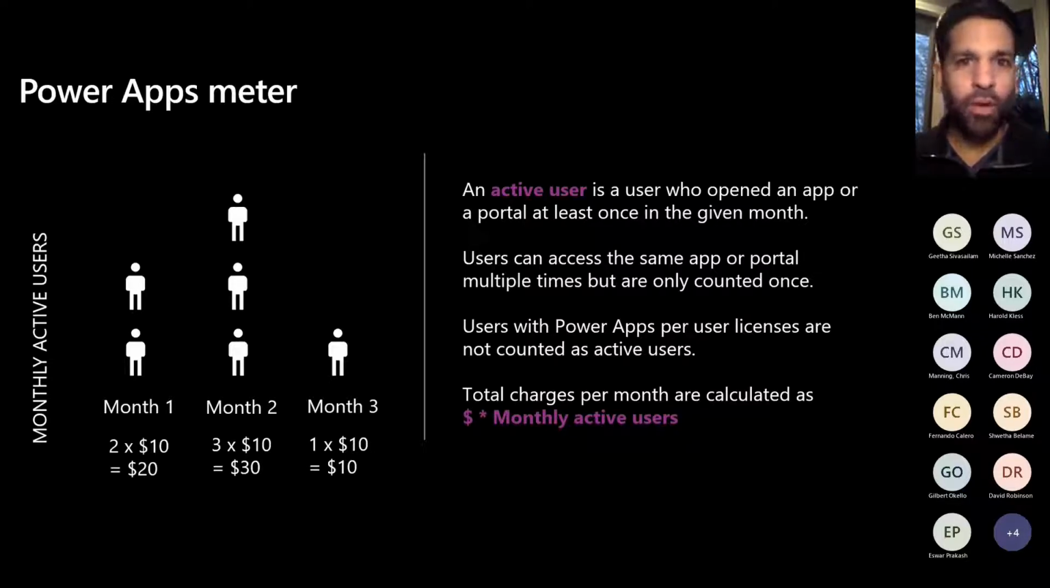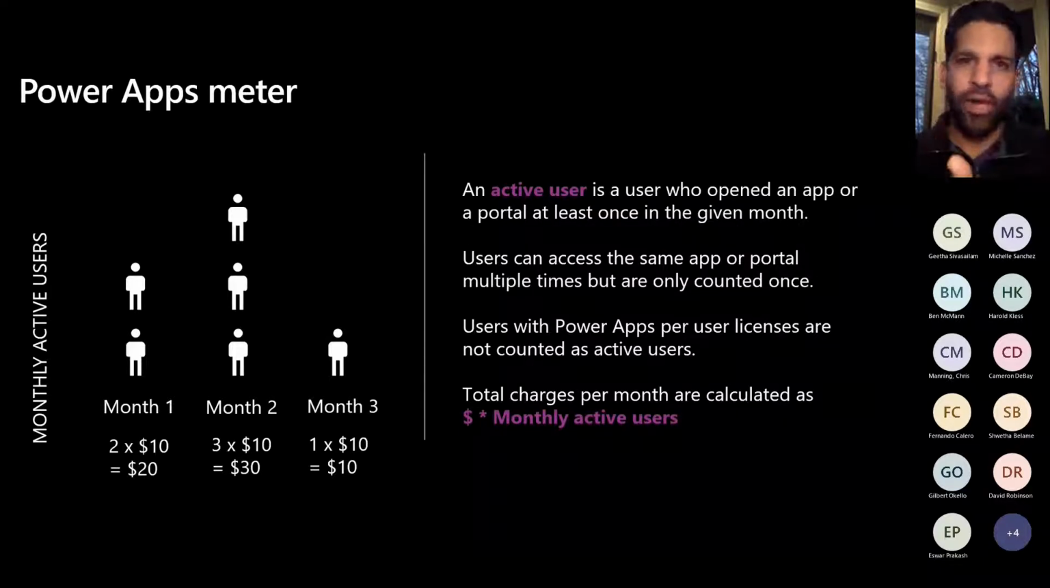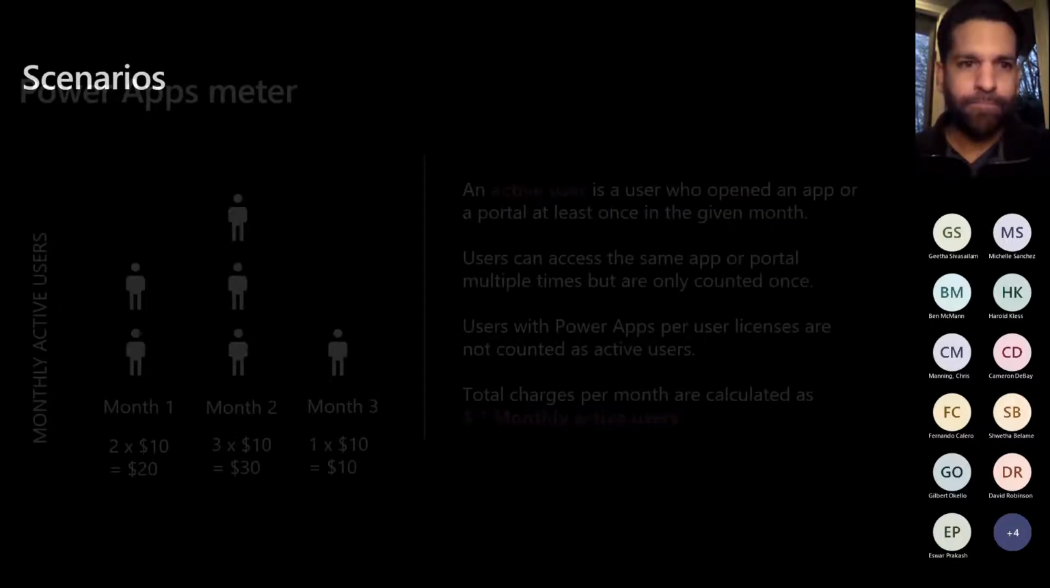One important thing to note about this model is that any users that have per user licenses for Power Apps are never counted as active users. So you could have an app which you decide to share with both licensed Power Apps users and non-licensed users. Those that have licenses already don't get counted as active usage, and they won't be billed to Azure. That's how the model works overall. We basically sum up active users every month, multiply through by the price point, and then bill that over to your Azure subscription bill.